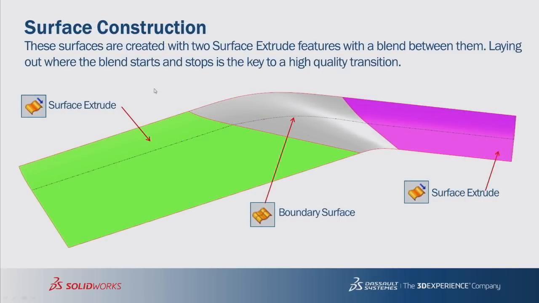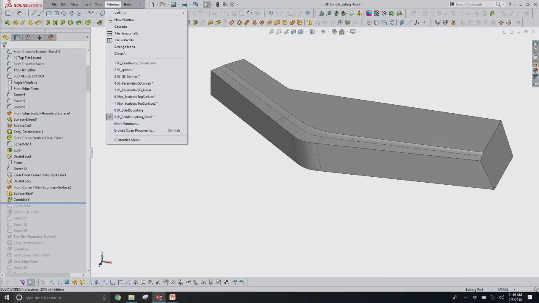It worked out. So the way I'm creating this rear face of the enclosure is with two surface extrude features, this guy, and then we're going to create the boundary surface that will create the blend or the transition between those faces. And getting out where the blend starts and stops, where these edges are, is the key to getting a nice high quality transition. So into SOLIDWORKS here.